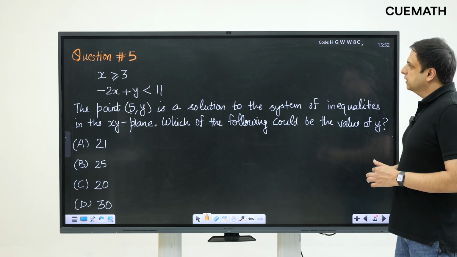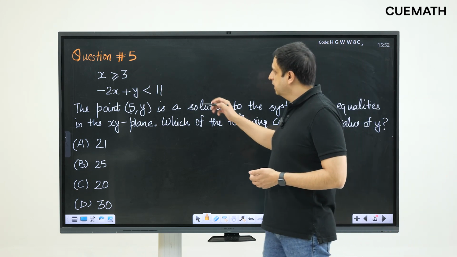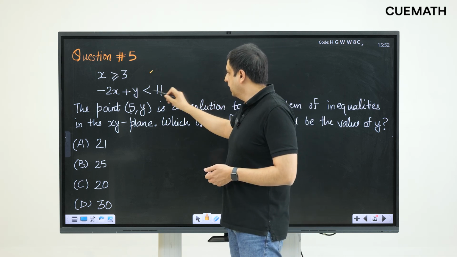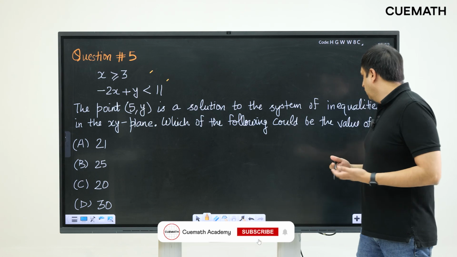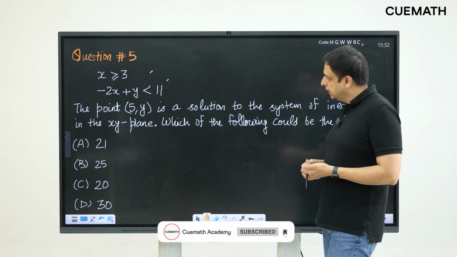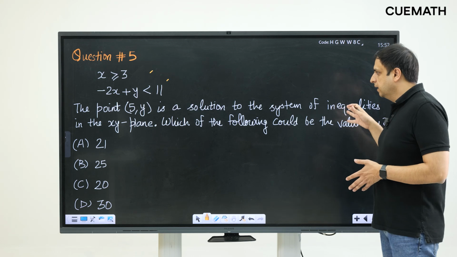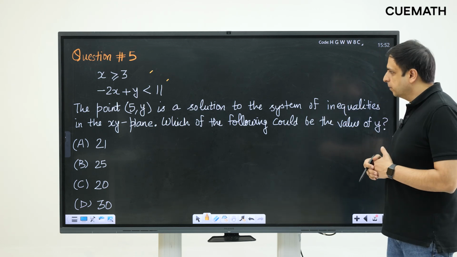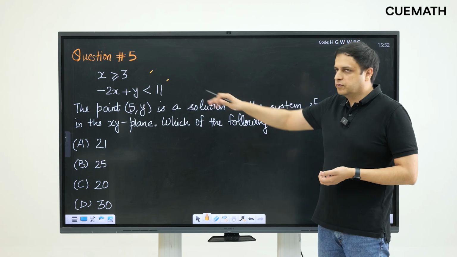All right, so question number 5. Now this is on inequalities. X is greater than or equal to 3 and minus 2x plus y is less than 11. And this is a pair of, or a system of inequalities, and we are told that the point 5 comma y is a solution to this system, and which of the following could be the value of y. Once again, we will try out the options instead of solving this.